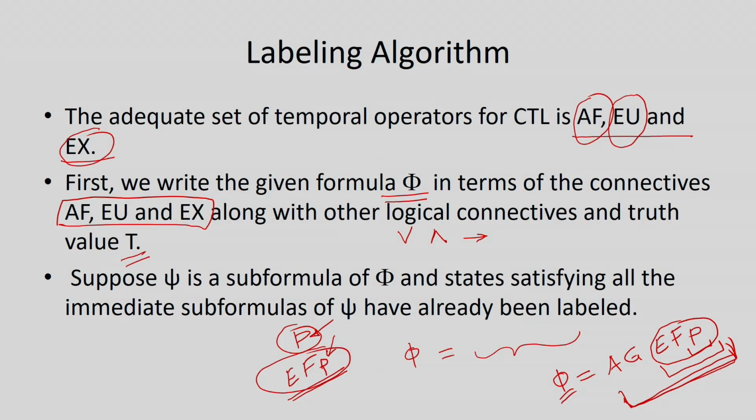Now with the help of these things, we are going to find out EF P, because we know the truth values of P, so we can find out the set of states where the truth value is true for this particular formula EF P. When we know the truth values of EF P, that means if we know the set of states where this sub formula EF P is true, then we can look for the set of states where the given formula AG EF P is true. So we are going level by level, or say sub formula by sub formula, to look for the truth values of a given CTL formula.